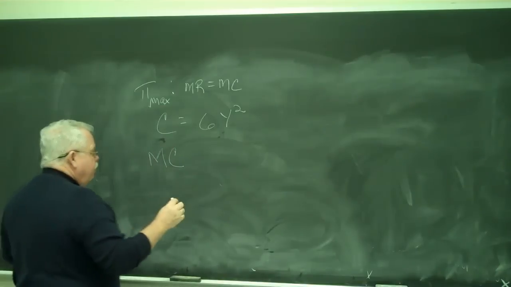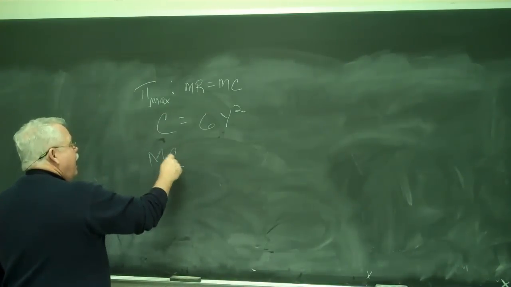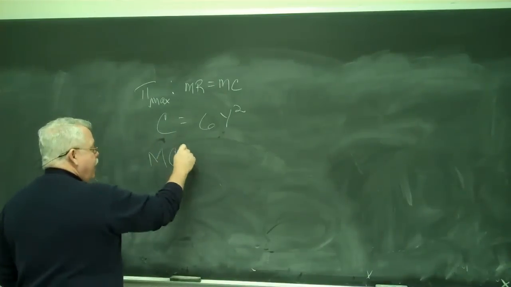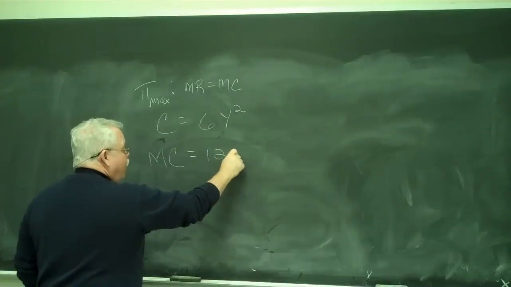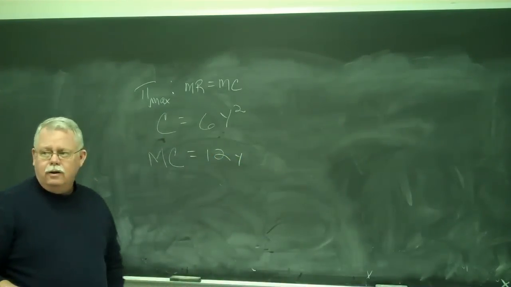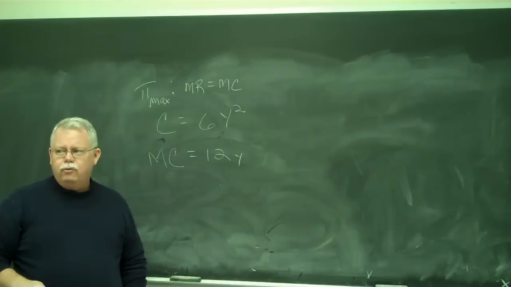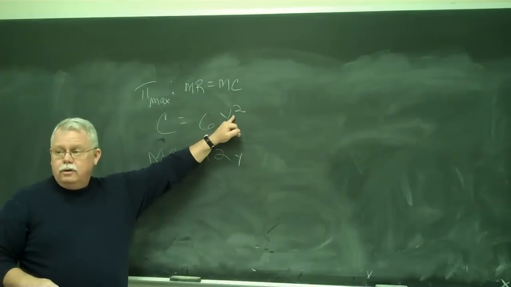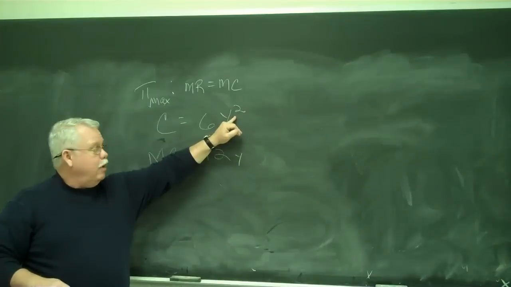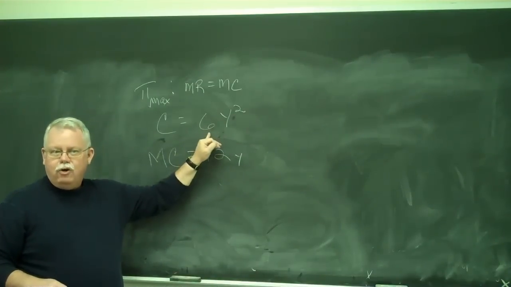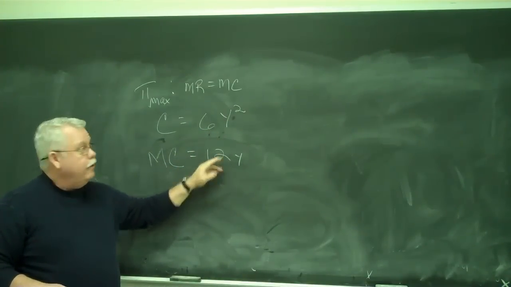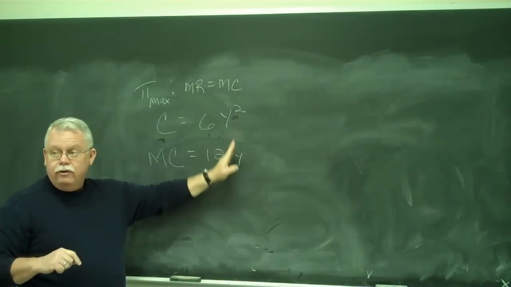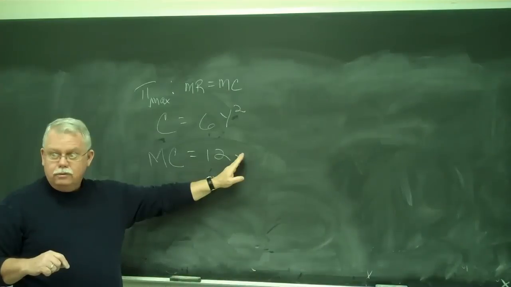We'll go through that in a little bit more depth in a minute, but how do I find the marginal cost from this cost function? I'm going to tell you what it is. It's 12y. What did I do to get to 12y? I took the exponent times the coefficient, and then I reduced the exponent by one number. Y to the 1 is y. See what I'm saying?